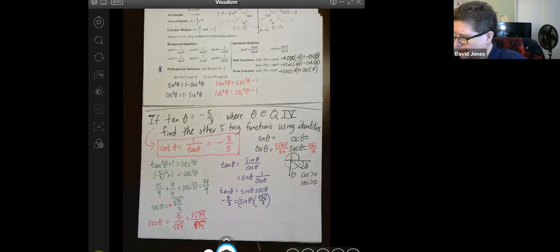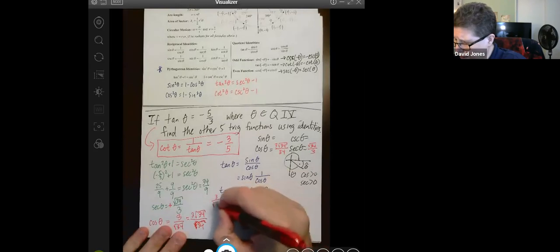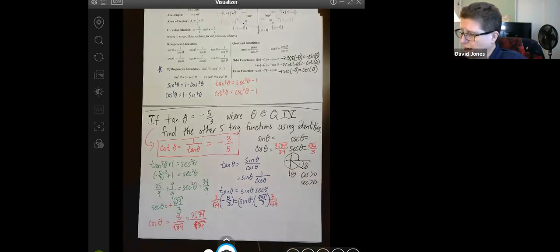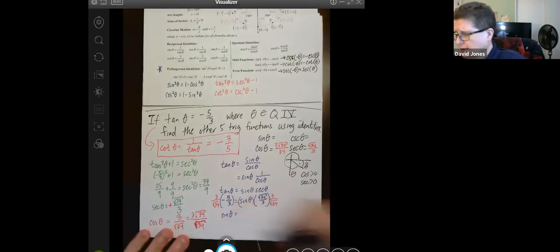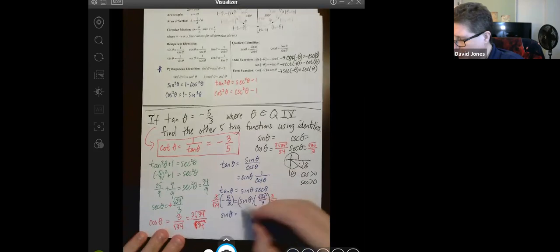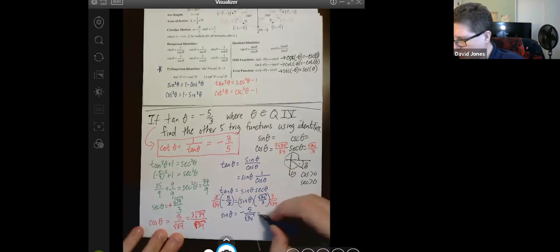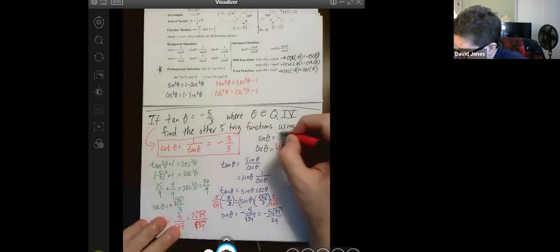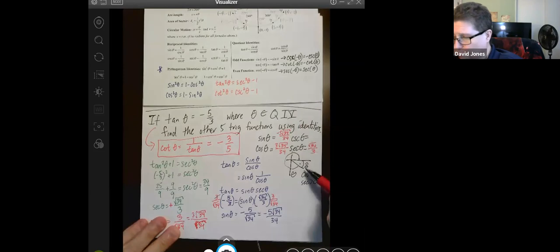Well, if I isolate sine theta, multiply both sides by 3 over root 34, I get sine theta. That clears. 3's cancel over here. I get negative 5 over root 34. And if I rationalize, I get negative 5 root 34 over 34. All right. Let's put that in up here. Does that make sense? Sine is negative in quadrant 4. That works.